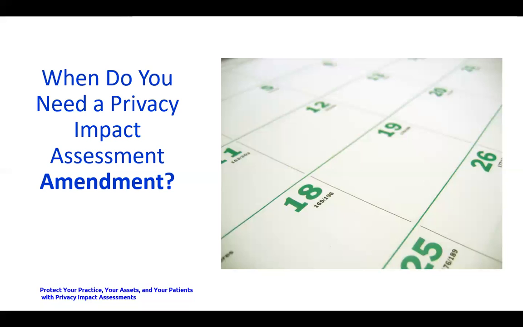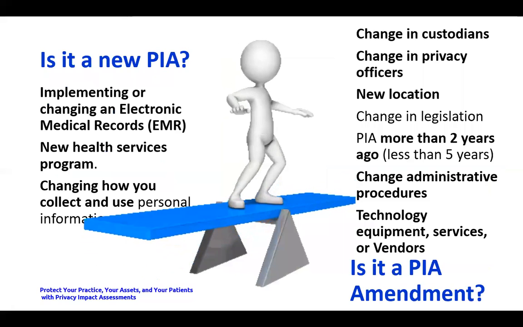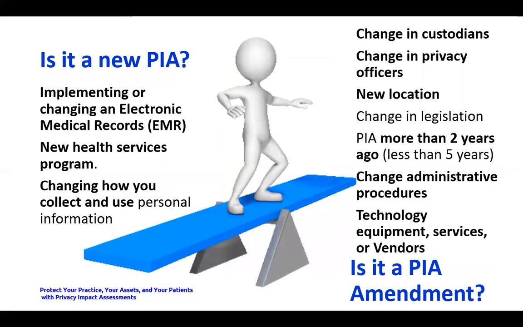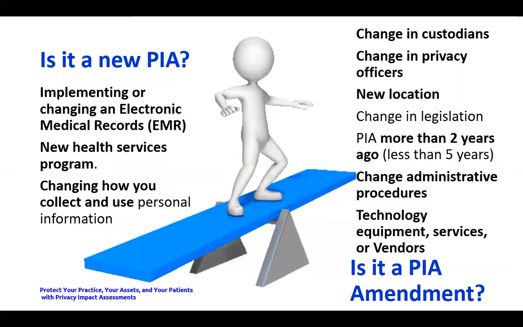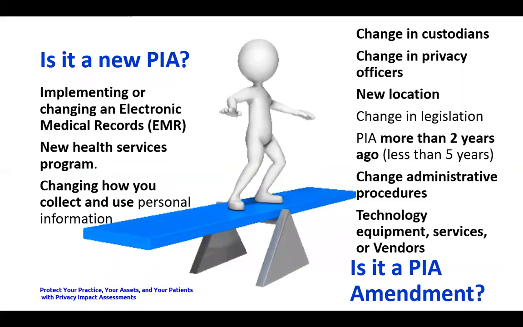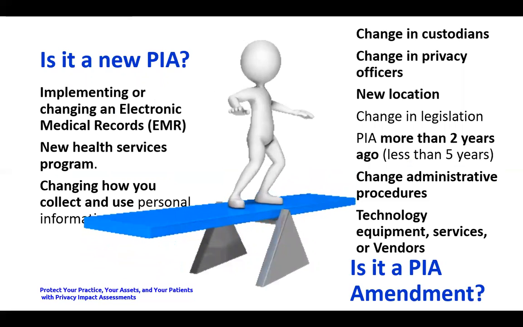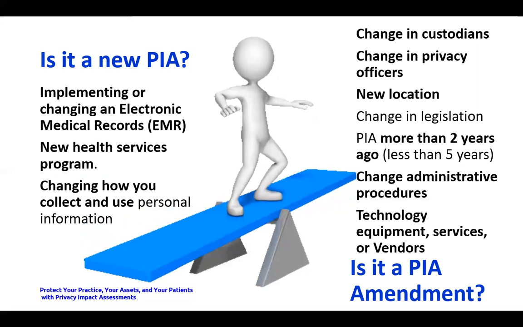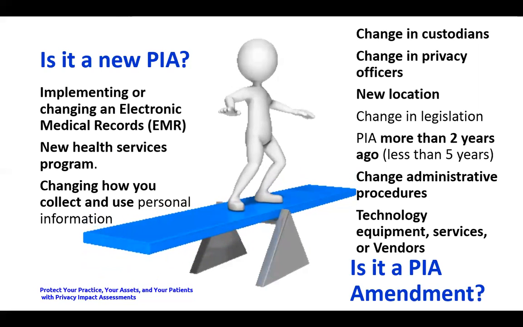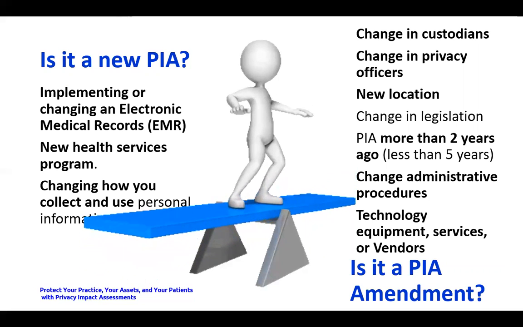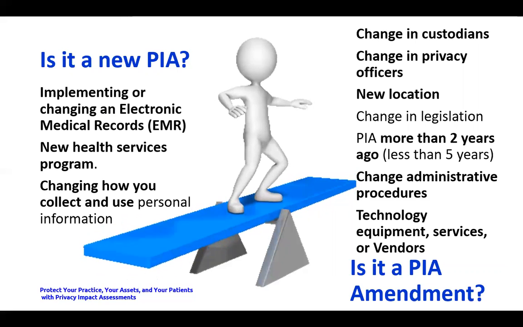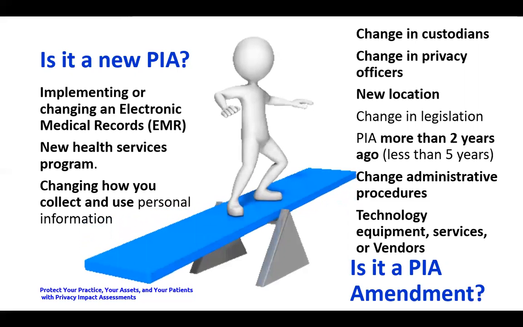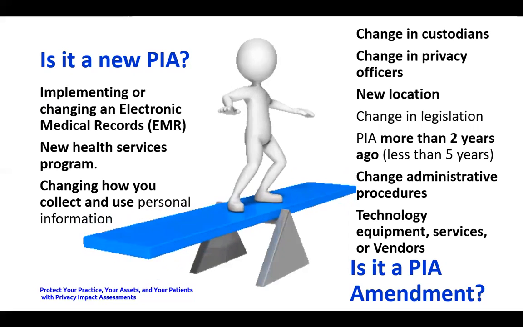Now, generally speaking, an amendment takes less time because you have to do less work than a brand new PIA project. So when is it a new PIA and when is it an amendment? Well, it's also often a bit of a balancing act. And the answer is it depends. So sometimes it's really easy to identify what is a new project. You're starting a new EMR system, you're opening a brand new location, you're starting a new health service program, then those generally are very specific, project-specific PIAs.